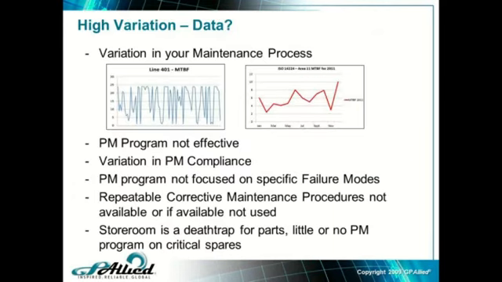High variation with our data. Variation can come from our maintenance process. If we're not planning the work right, we're not scheduling things properly, and even if we don't execute our PM and PDM correctly, we could have problems, and that's high variation in our maintenance process. And then we go down, a PM program not effective. Definitely will cause us a problem.